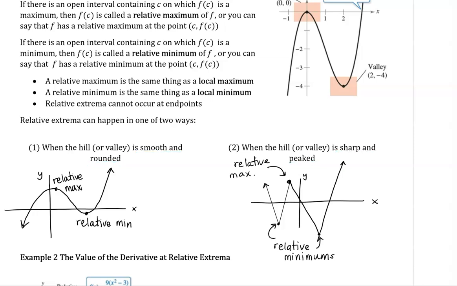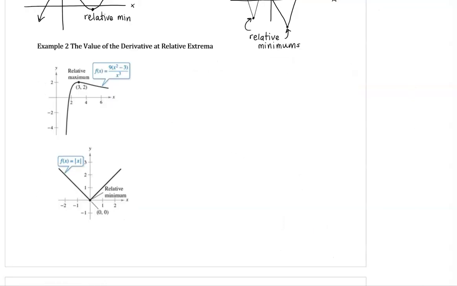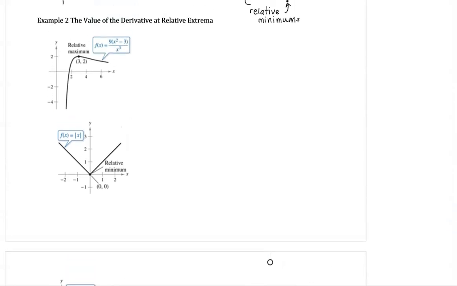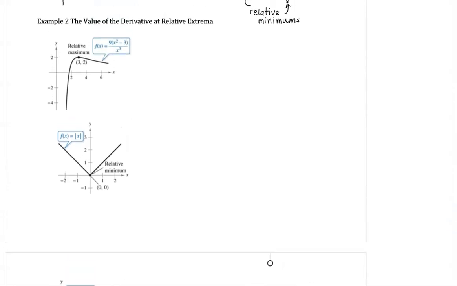Now we're going to investigate what happens to the derivative at these places. What is the value of the derivative at these points? In example 2, we are given three different graphs, shown where the relative minimums and relative maximum are, and our goal is to find the value of the derivative at those extrema. We have this function f. We are going to find f prime, and then see what the value of f prime is when x is equal to 3 at that relative extrema.